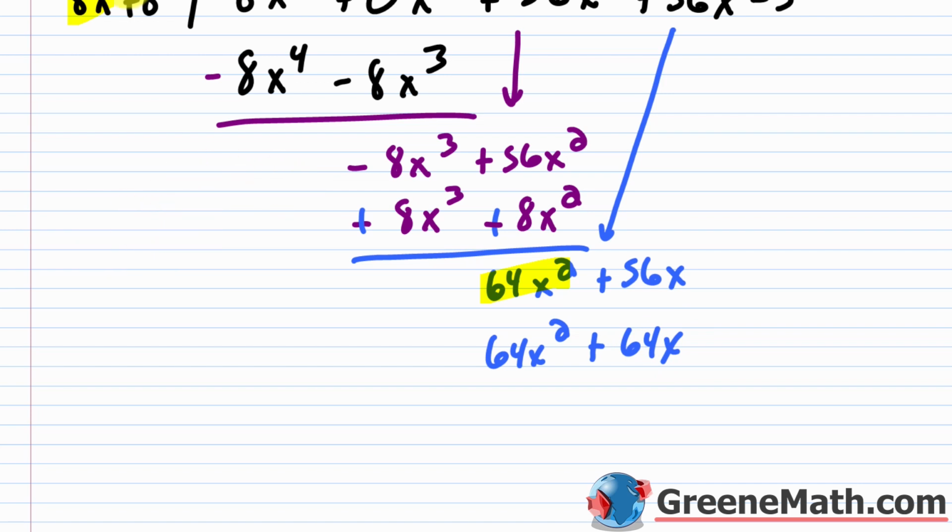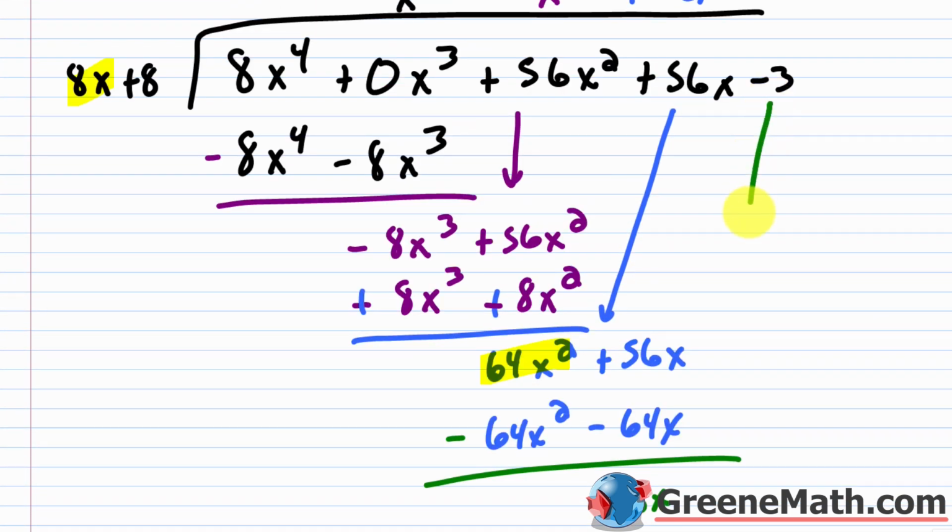And so what I'm going to do here, again, is just change this to a minus and this to a minus. We can combine like terms. 64x squared minus 64x squared is 0. 56x minus 64x is negative 8x. So let's bring down this next term. I'm going to bring that down there.